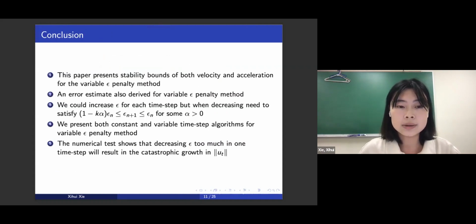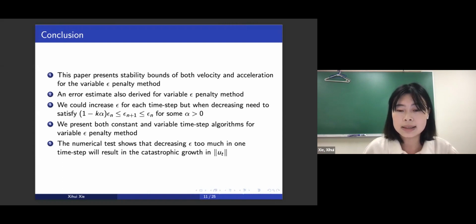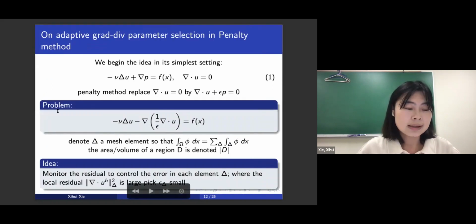So here is the conclusion. We present the stability bound for both velocity and acceleration, and in the paper we also present the error analysis. The paper's main results show that we could increase epsilon arbitrarily, but when decreasing, we cannot decrease too fast. The paper also presents both constant and variable time step algorithms. And the numerical test shows that decreasing epsilon too fast will result in catastrophic growth in the UT norm. Okay. Move on to the second project.